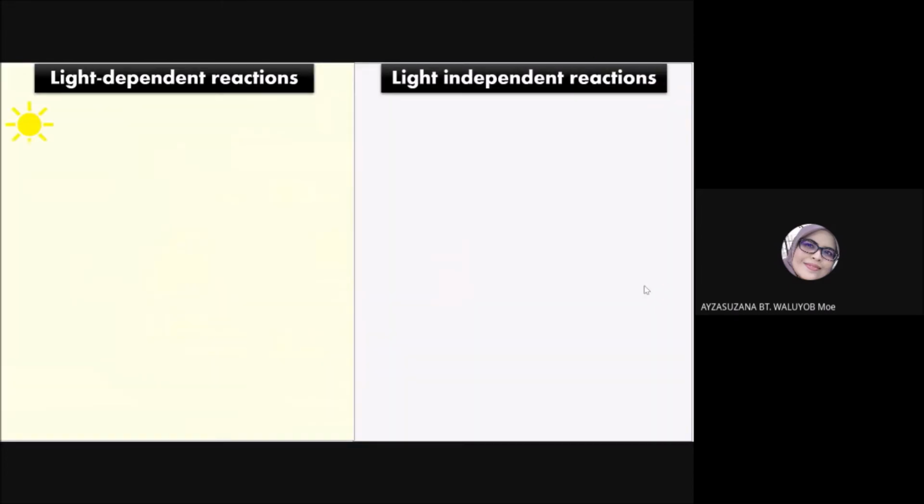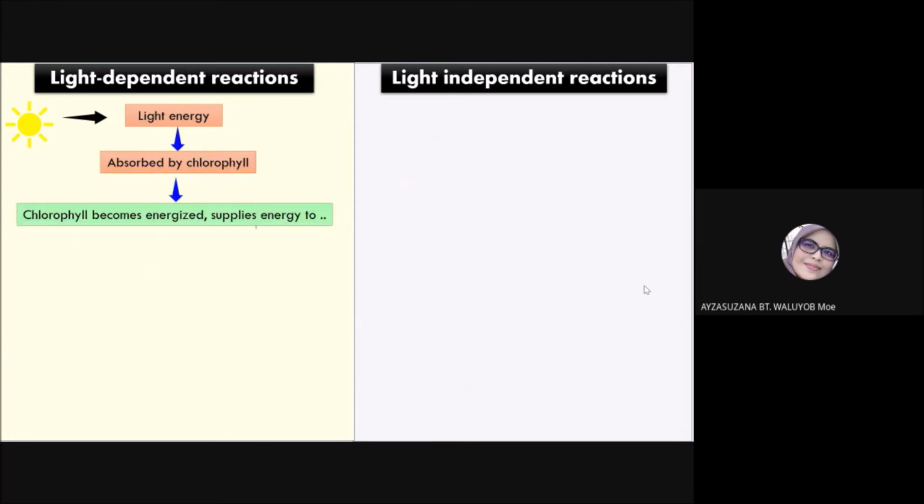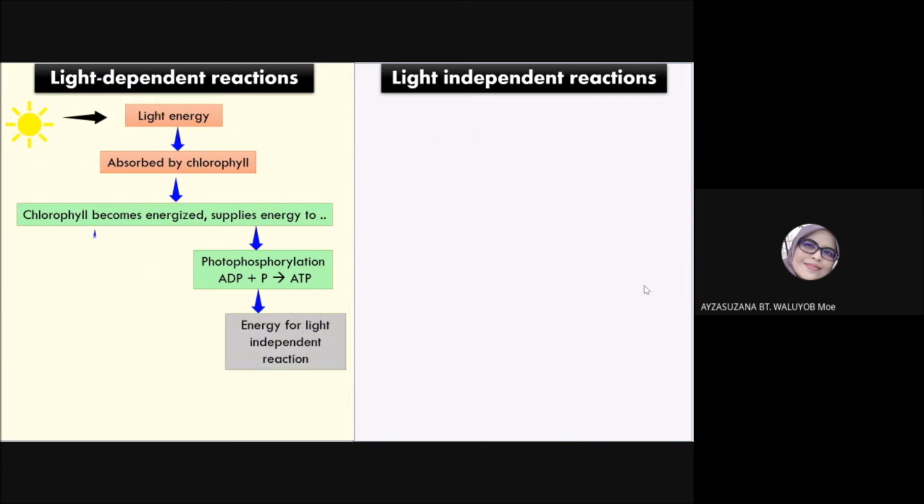Okay. So, this is what happened. Like I stated before, the storytelling about the light dependent reaction just now. Okay, light energy. Right, absorbed by the chlorophyll. Okay, this is the process lah.